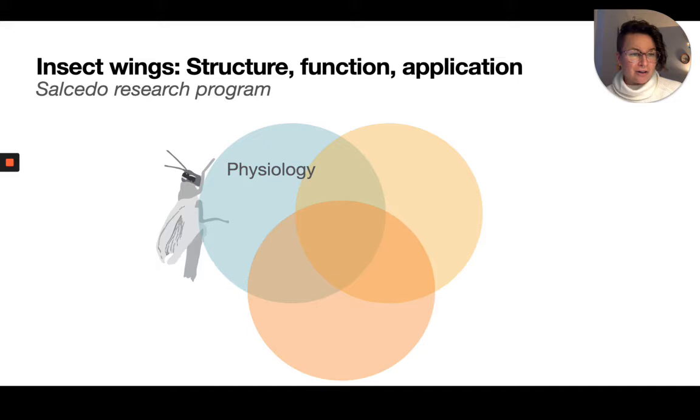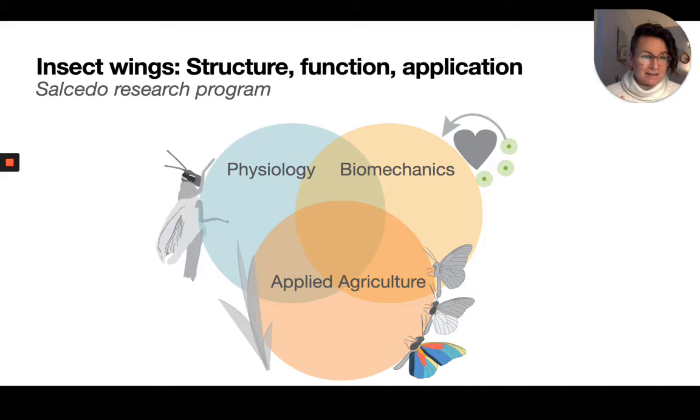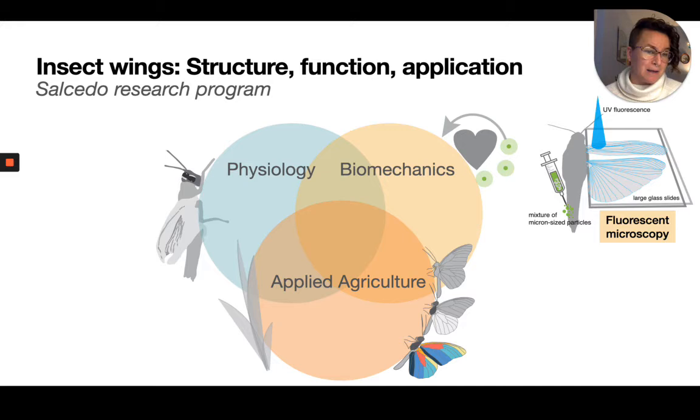So I study insect wings in three parts. I look at the physiology of how the wings expand and form, external, internal morphologies. I look at how flows are produced by the insect into the wings. And I look at how pesticides affect wing health and function. And I study these things through a few different methods. I use fluorescent microscopy, so the injection of those particles into the wing.